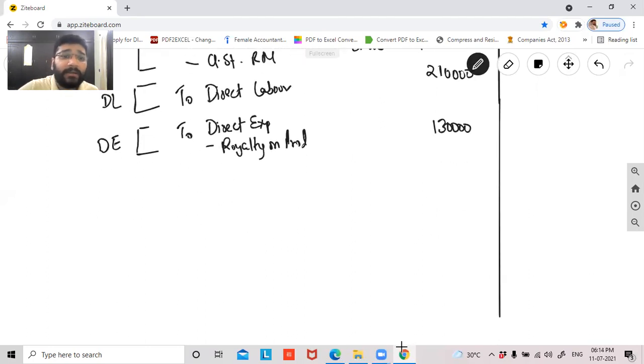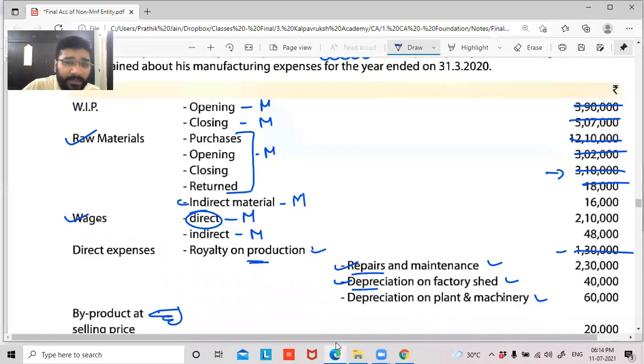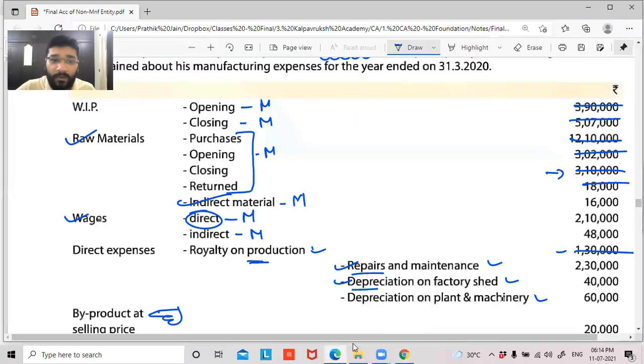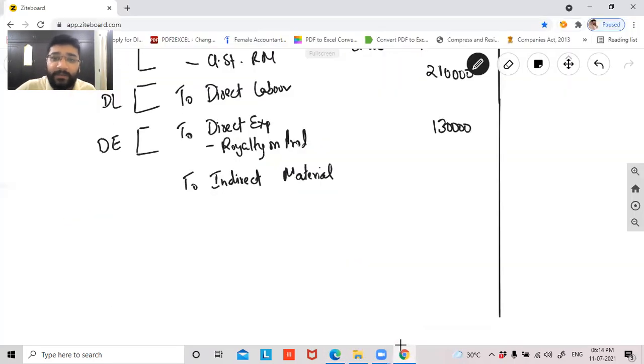Now let's do indirect. Indirect material, do we have it in the question? Yes. What is the nature of the material? They have not given it; they've directly given the classification. So to indirect material, 48,000 rupees. This is nothing but your indirect material.